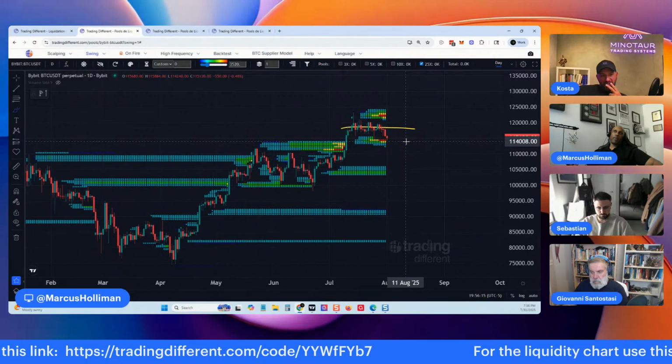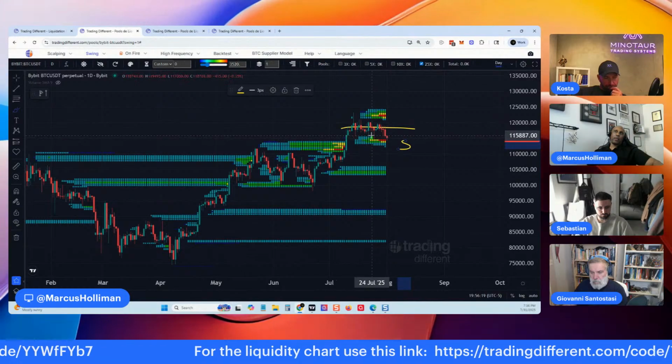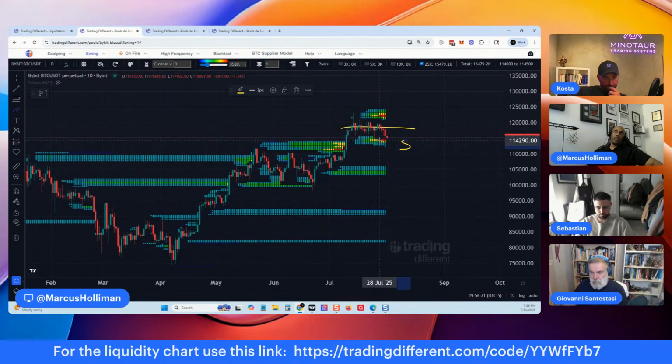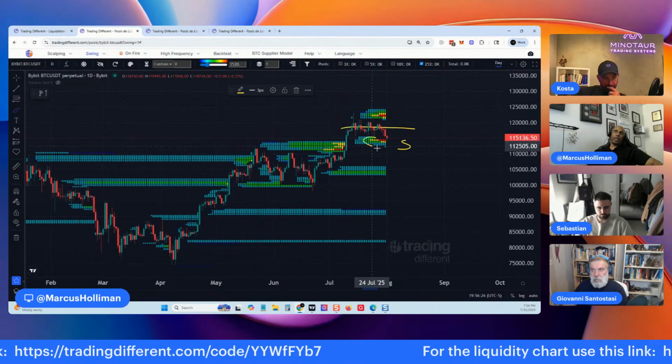So the simple fundamentals behind this is, when price hits these positions, these are going to be forced sellers. So these people are going to be selling low.